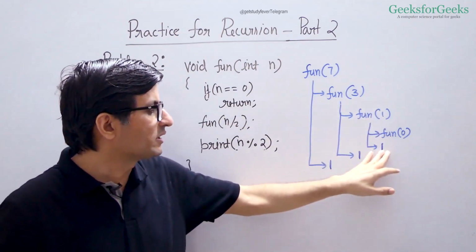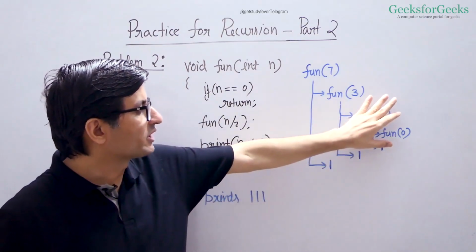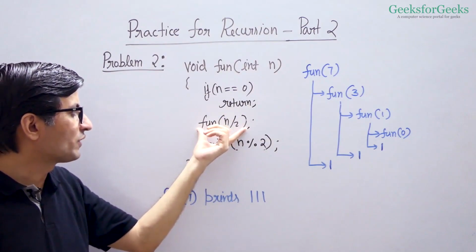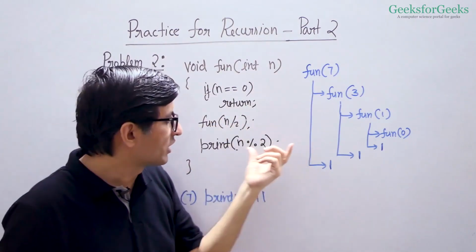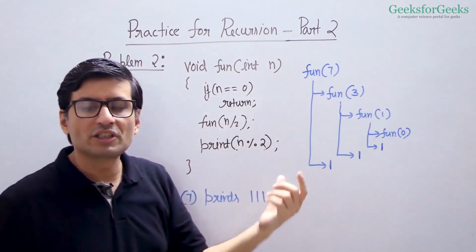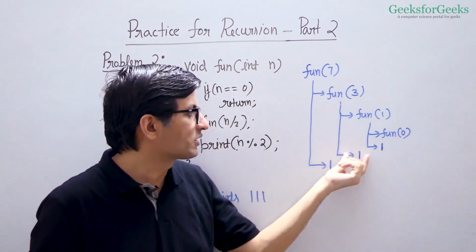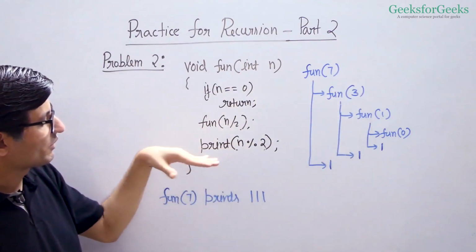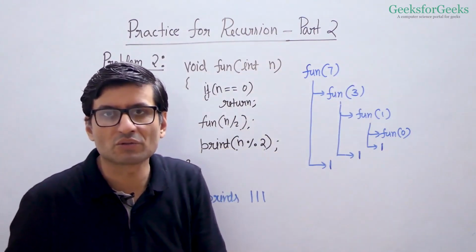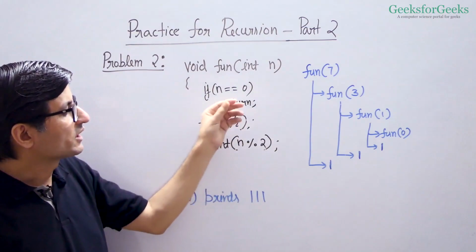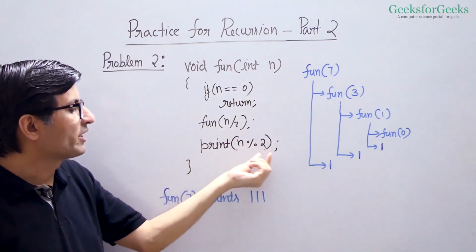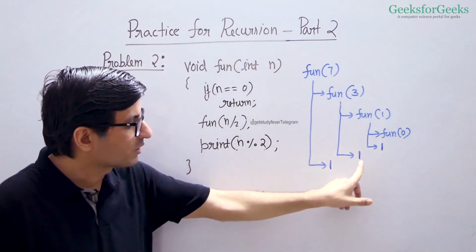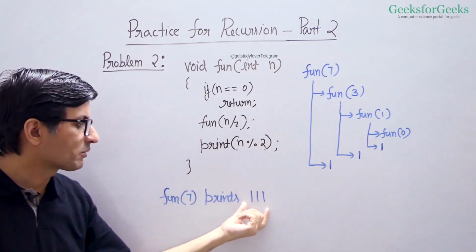So fun 1 now prints 1, fun 1 leaves the execution, fun 3 gets the control. Fun 3 was waiting for fun 1 to finish, so fun 3 is now going to execute this line, 3 remainder 2, 1, it's going to print 1. So fun 3 has finished its execution, this was the last line for fun 3. Fun 7 is going to get the control, and fun 7 is now going to print 7 remainder 2, which is 1. So first you see this one on the output, then this one, so your output is 111.